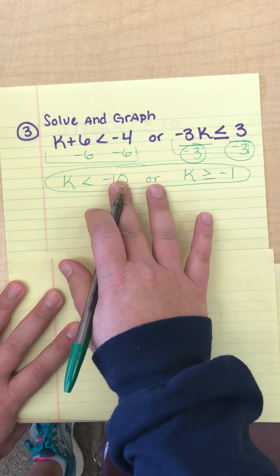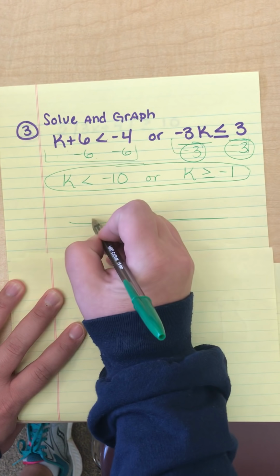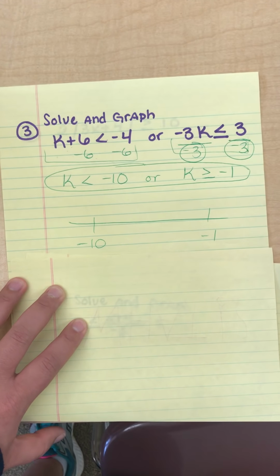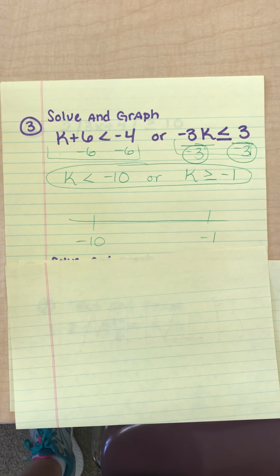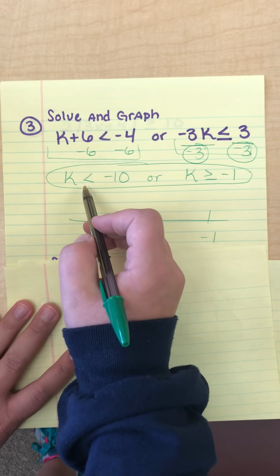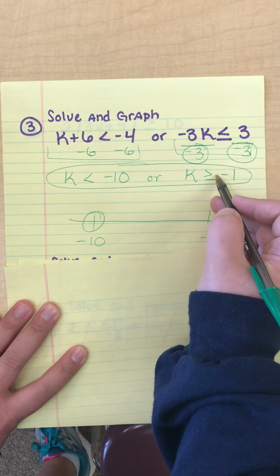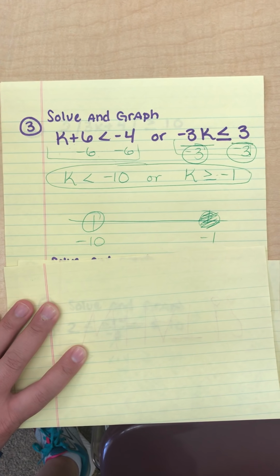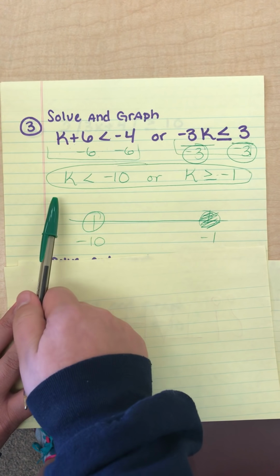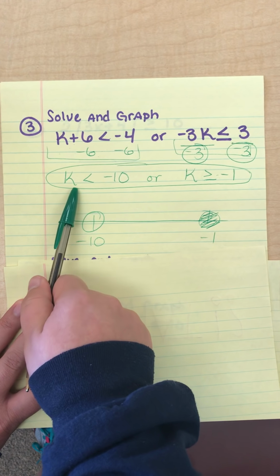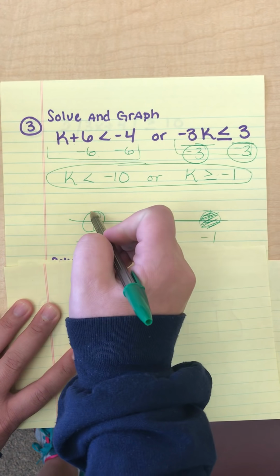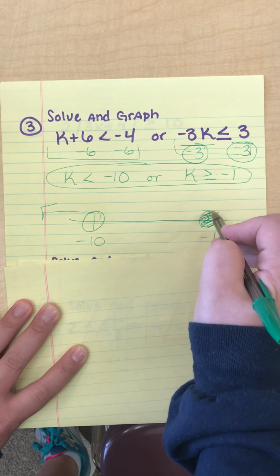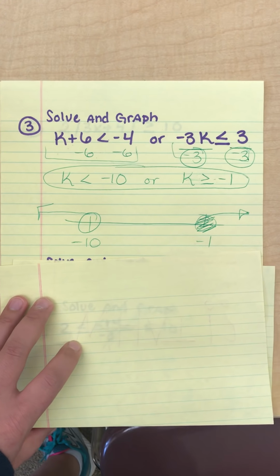Make sure you have the word or in between them. My lower number is negative 10. My higher one is negative 1. Okay, and I'm going to put an open circle on negative 10. I'm going to put a closed circle on negative 1. We should be getting pretty used to those open and closed circles by now. This says k is less than negative 10, or it's not eating the variable, so I'm going to go this way. This one is eating the variable, so I'm going to go this way. And there's my graph.